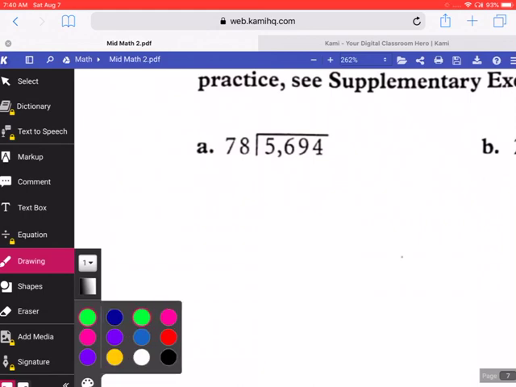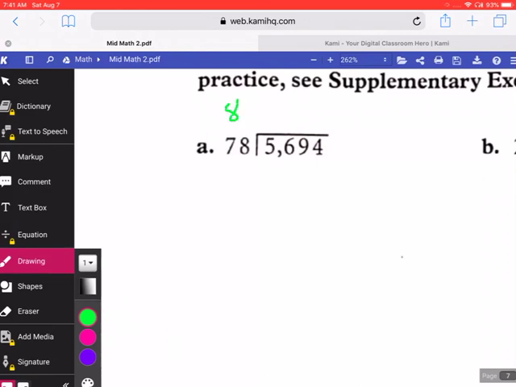Okay, so here we've got 78 is going to go into 5,694. Now, the 8 is more than 5, so when we're guessing to see what number is going to be used, we're going to guess with this 8. Okay, so 8 would go into 56 how many times? And 8 would go into 56 7 times. So we're going to try the 7 instead of 8. Now, we're not going to use this 8 here to multiply. We're only going to use that to guess the number at the top.